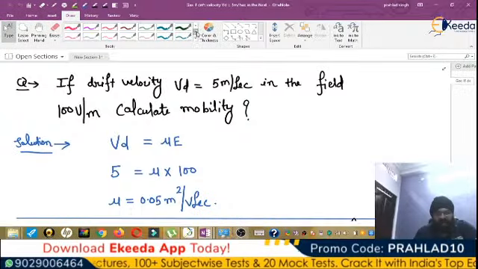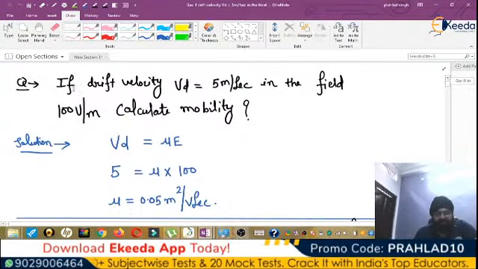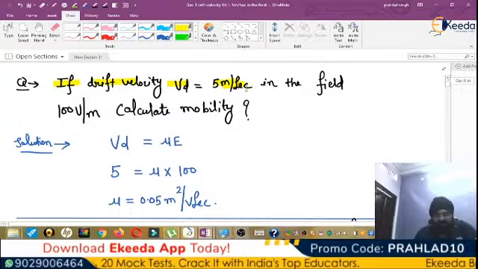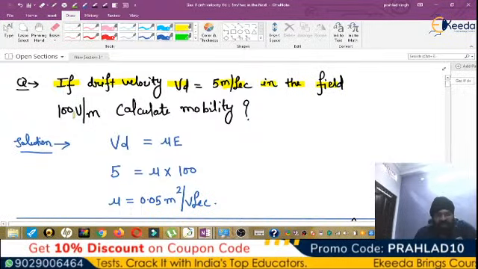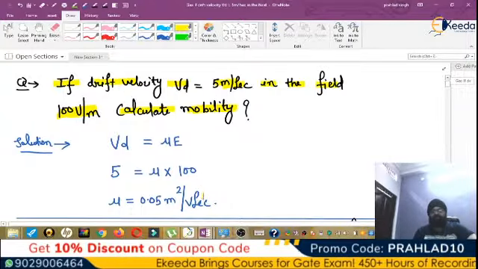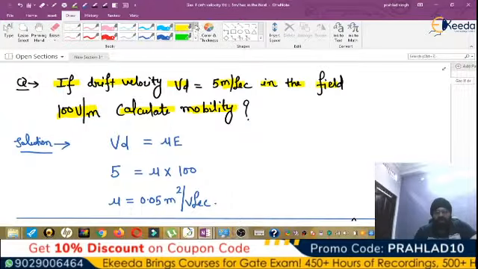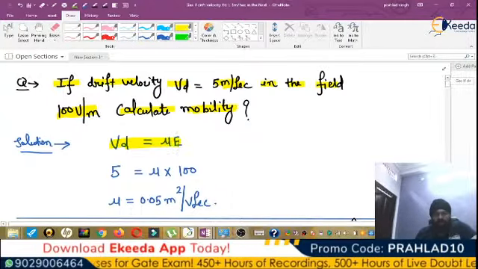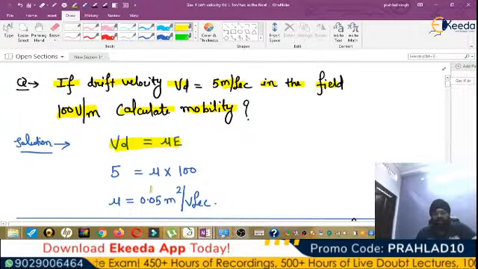So let me start with this numerical. If the drift velocity Vd is 5 meter per second in the field 100 volt per meter, then calculate mobility. So the expression for drift velocity is mobility times electric field, mu E.